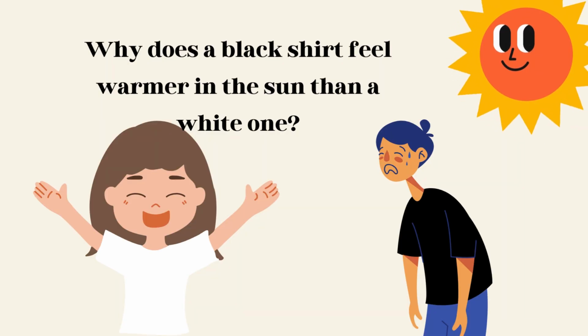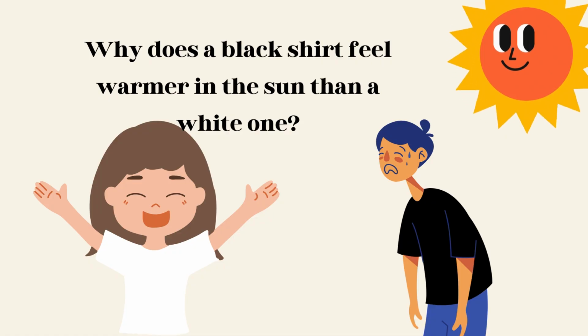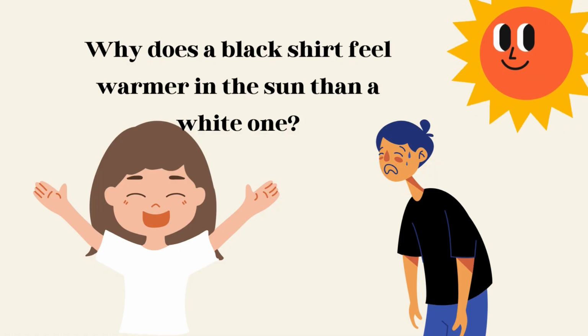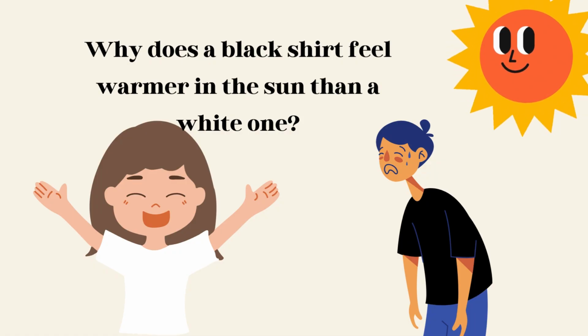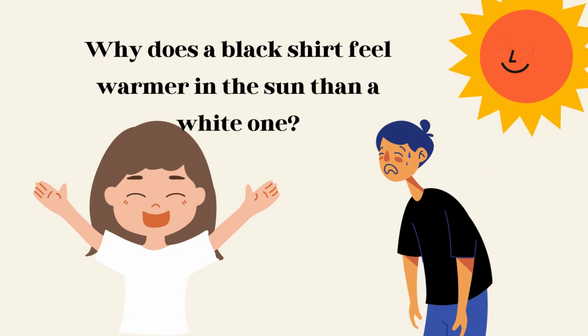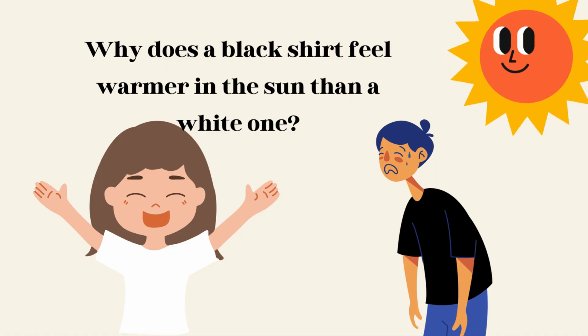Why does a black shirt feel warmer in the sun than a white one? It's because black absorbs more sunlight and converts it into heat. The black color absorbs all wavelengths of light, while a white shirt reflects most of the sunlight. As a result, the black shirt accumulates more energy and heats up faster, while the white shirt reflects energy and stays cooler.